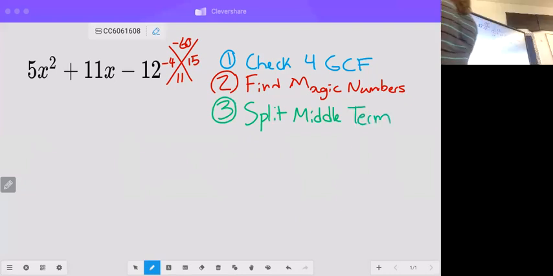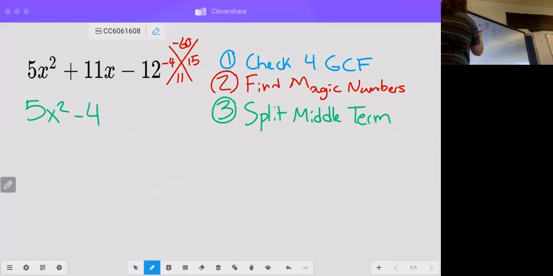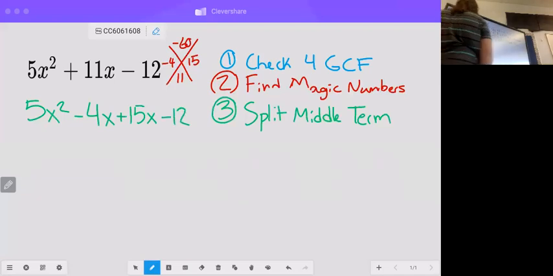And when we do that, we're going to take 5x squared, leave it how it is. Then in the middle, we're going to put a minus 4x and a plus 15x. It doesn't matter what the order is, but you've just got to put it like this. And then the minus 12, of course, at the end. All we did was we split up this 11 into 2 pieces like that. It's got a negative 4x and a positive 15x. If we were to combine like terms, it would go back to what it was, so we're not changing anything.